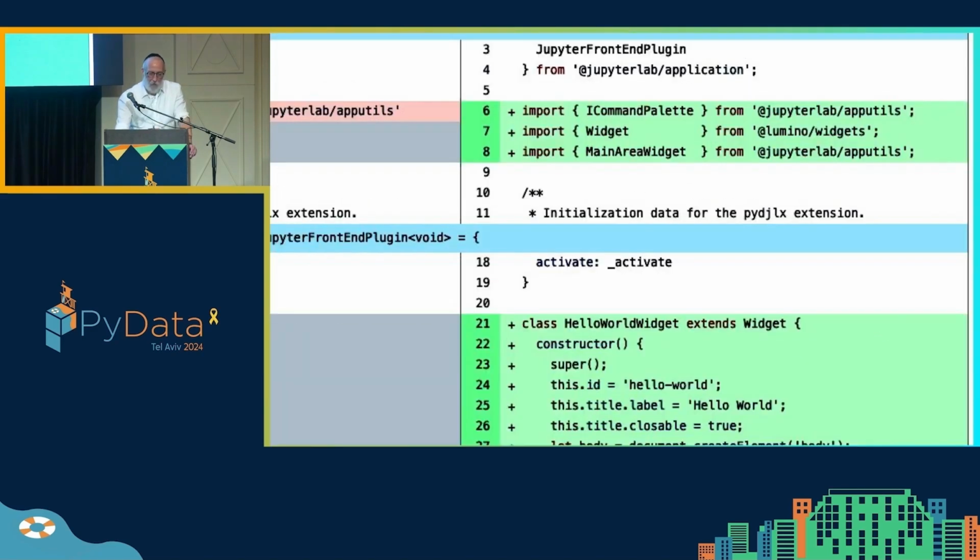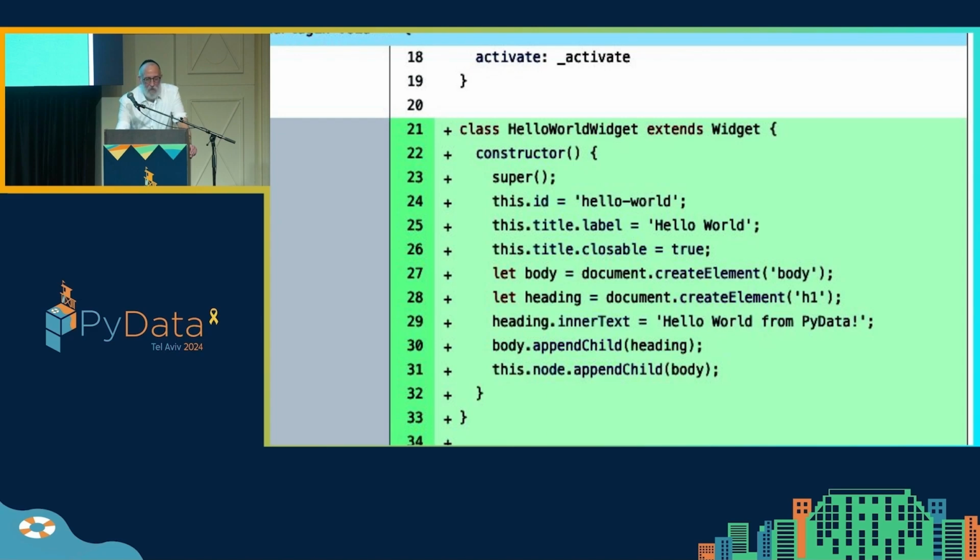Let's take a little closer look at the code. So now we're going to import Widget from @lumino/widgets. We're going to import MainAreaWidget from @jupyterlab/apputils. We'll see what we're going to do with that in a second. So here's the widget we're going to create. We're going to declare a class HelloWorldWidget, extends Widget. All we have to do at this point is create a constructor for our widget.